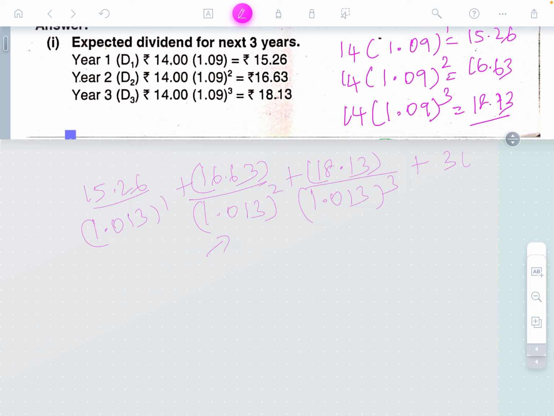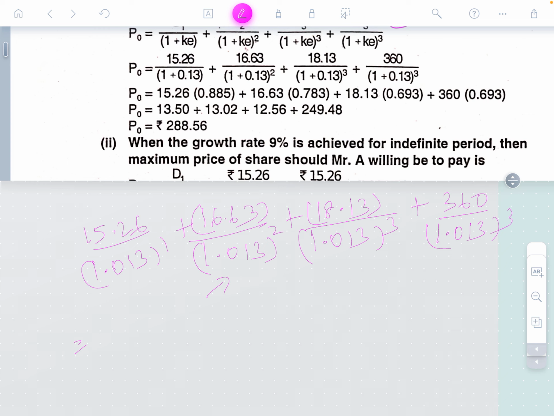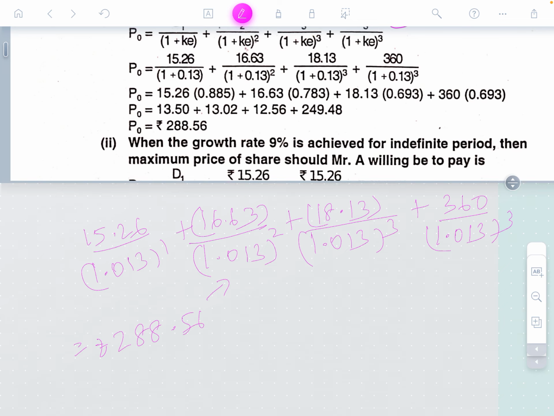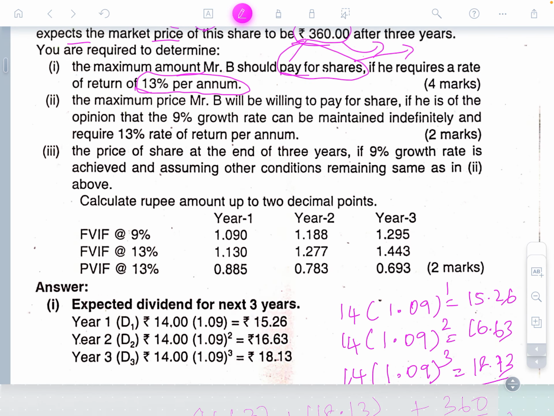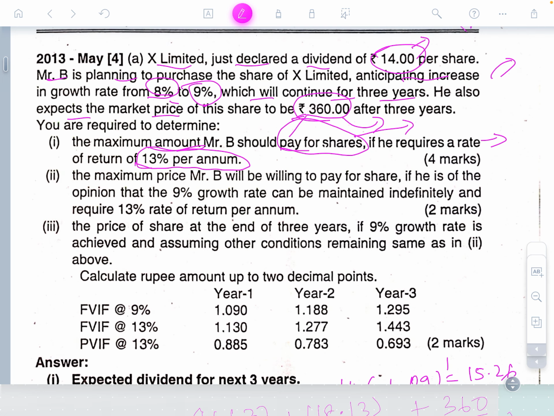Plus I get 360 rupees, which I expect to be the value in the third year, divided by 1.13 cubed. If I add all these things, I will get the value of 288.56. What is this? This is the maximum amount Mr. B would pay for the share. So this is the maximum amount we should pay for the share to get it at this rate. Got it?